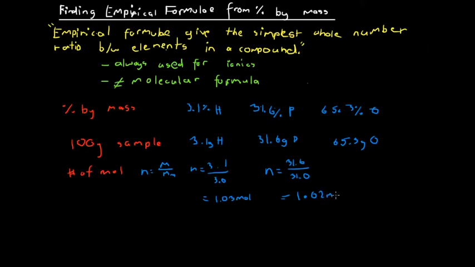So we've got a bit of a mistake back here. This was quite a poor error there. We know the molar mass of hydrogen is not 3.0 grams, it is 1.0 grams. So if we have 3.1 divided by 1, we get 3.1, obviously. The molar mass of phosphorus is actually 31.0, that's correct. So 31.6 divided by 31.0 tells us that we have 1.02 mole of phosphorus in this 100-gram sample.